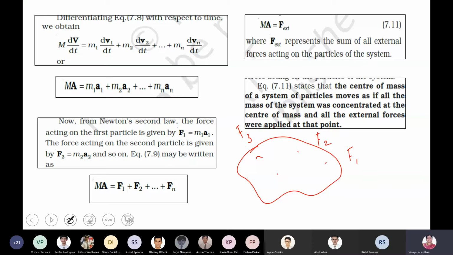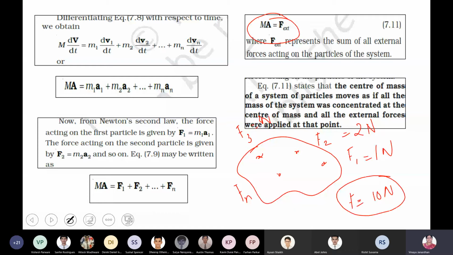When different forces are acting, F1 is acting on the particle of mass M1, F2 is acting on the particle of mass M2. So when different forces are acting on different particles, then look at the final statement. The total external force, say if this is 1 Newton, I'll give you the 2 and this is 3. Say the total external force happens to be 10 Newton. Now it looks like the total force is acting on the center of mass. That is what this expression denotes.